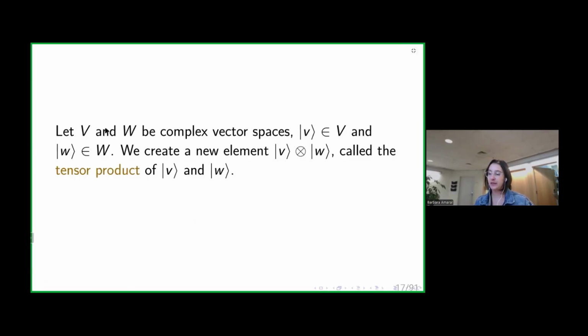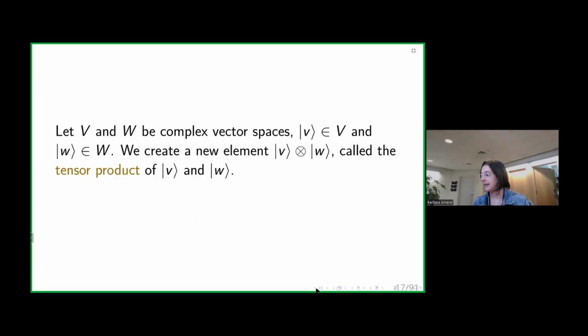So we start with 2 complex vector spaces, V and W, and we take one element of V and another element of W. And now we create a new element that is the tensor product of them. In a minute, we're going to see what is the matrix representation of this tensor product. And this new element of this new Hilbert space is what we call the tensor product of V and W.